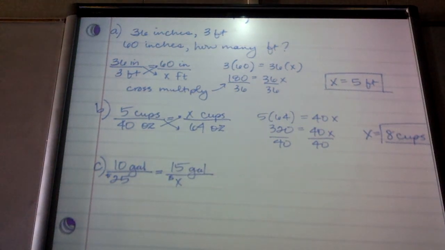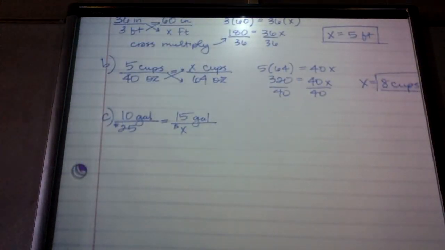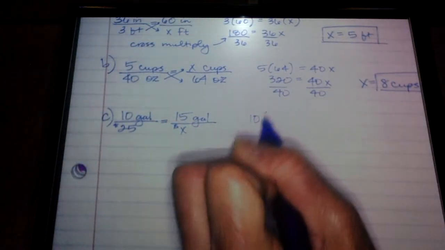Oh, sorry. Good. I'm recording, so sorry. So I'm going to cross multiply. I'm at work, so if people come in, I have to let them know I'm recording.